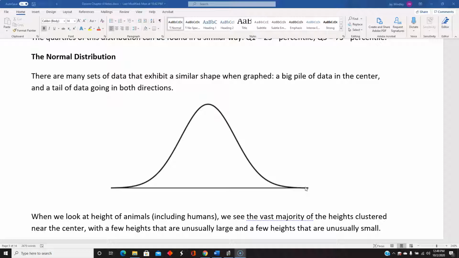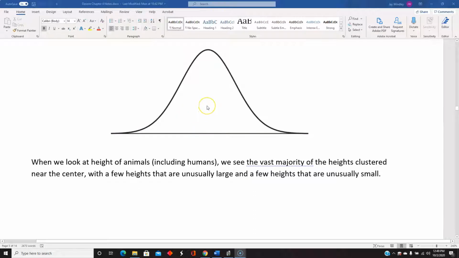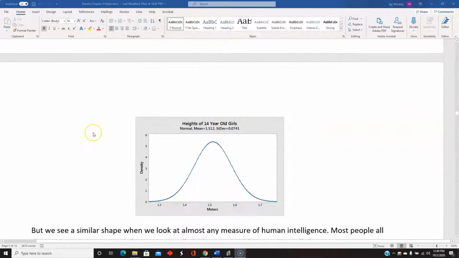So for example, if you look at the heights of adult males or adult females, you will see the overwhelming majority of them clustered near the center, with a few adults that are unusually tall and a few adults that are unusually small. But you would see the same thing if we looked at SAT scores or almost any score of intelligence. You would have the majority of the scores clumped around average, with a tail of scores going in this way. Very few that are high up here and very few that are low down here.